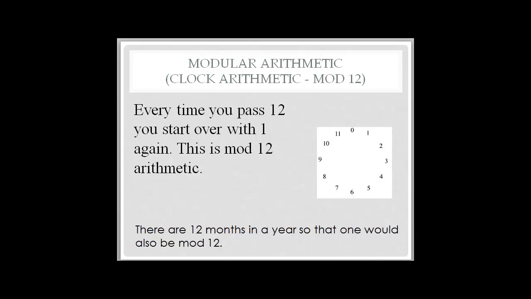Think about 12 months in a year, right? So that's also going to be mod 12 because every 12 months it's going to cycle and start all over again. So January is 1, February is 2, all the way around, 11 is November, and then 12, or 0 in this case, is going to be December. And then again, we start all over again. January is number 1, February is number 2, etc.